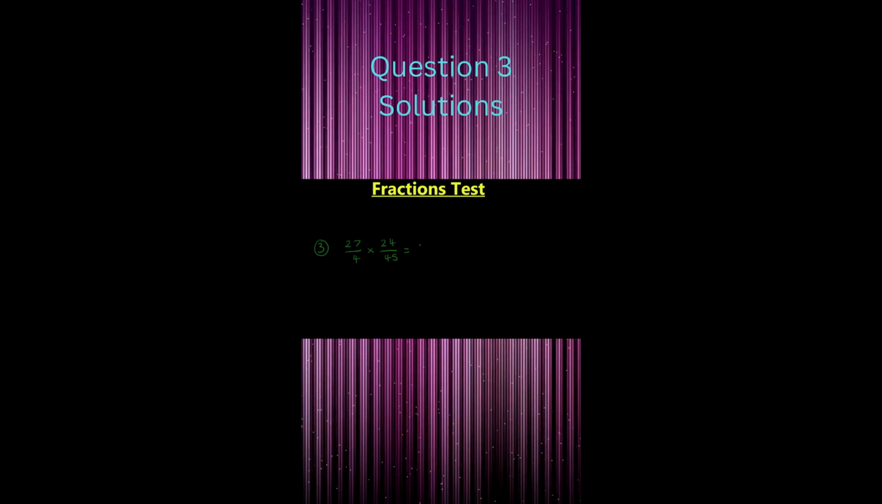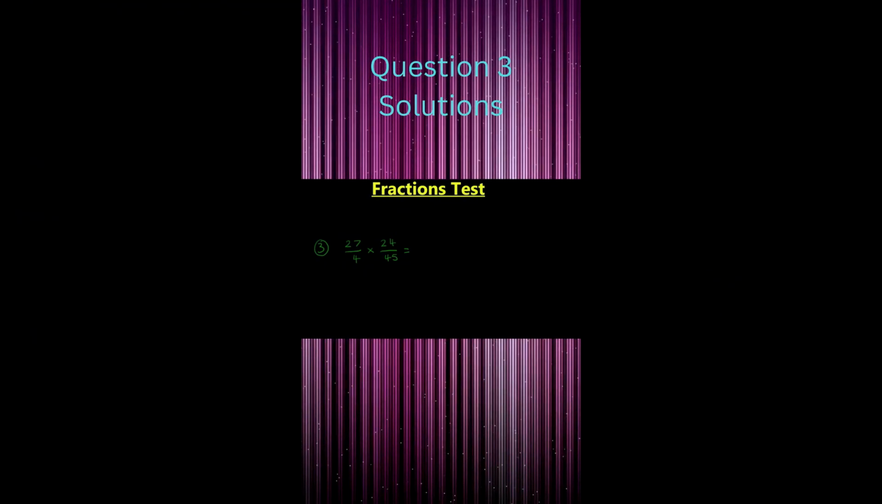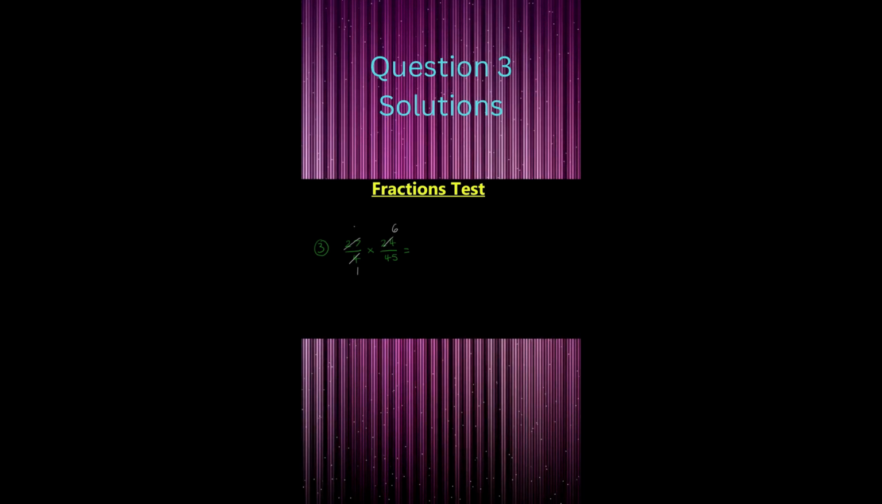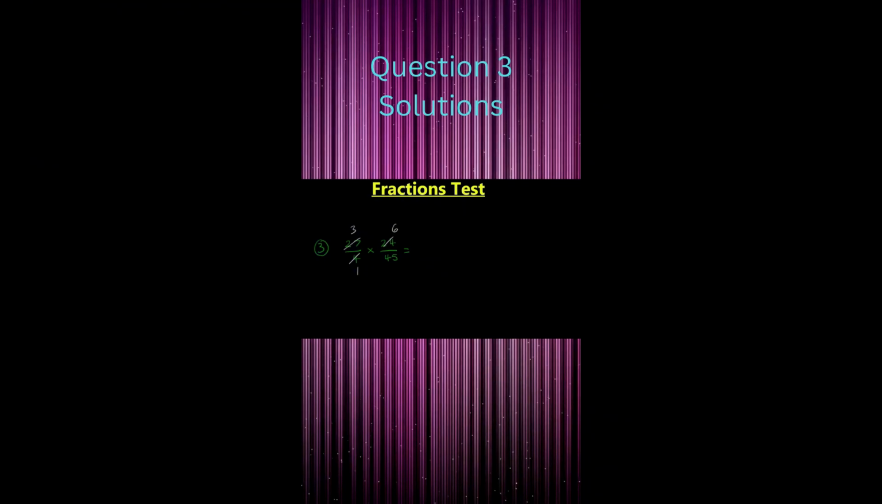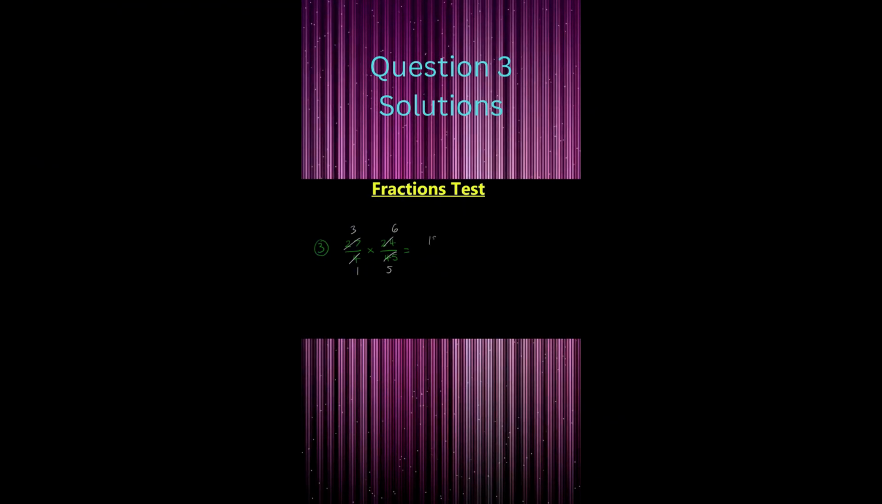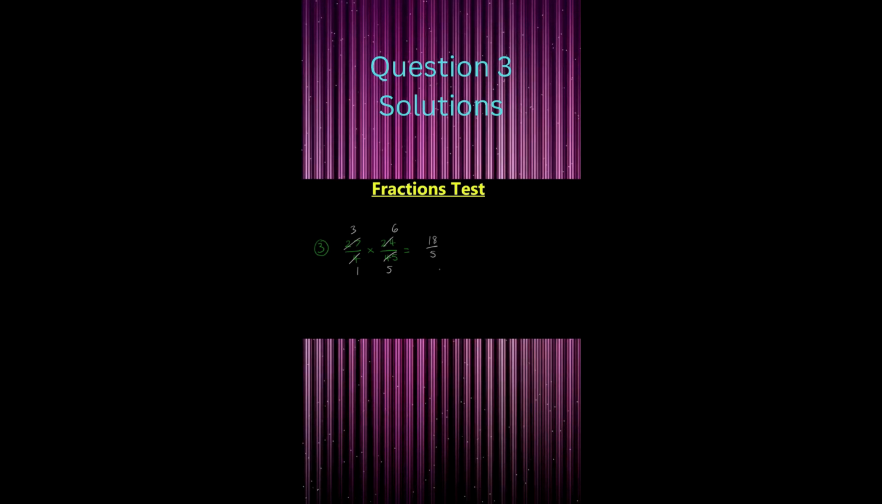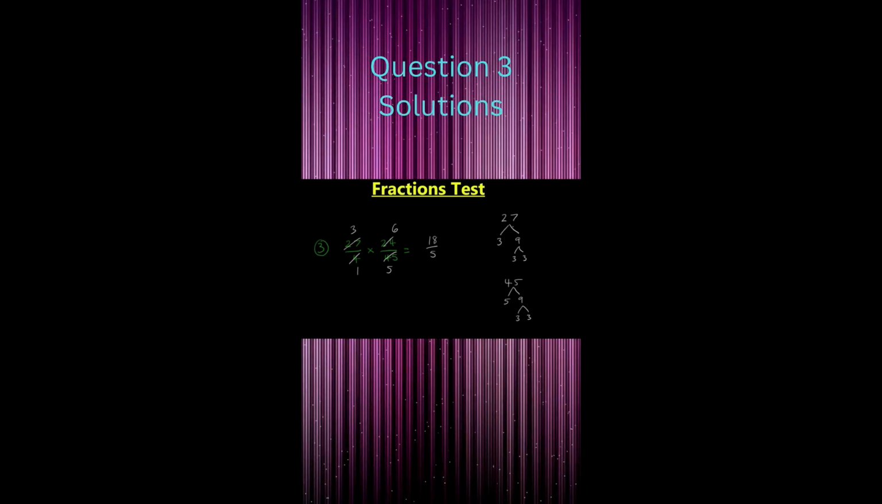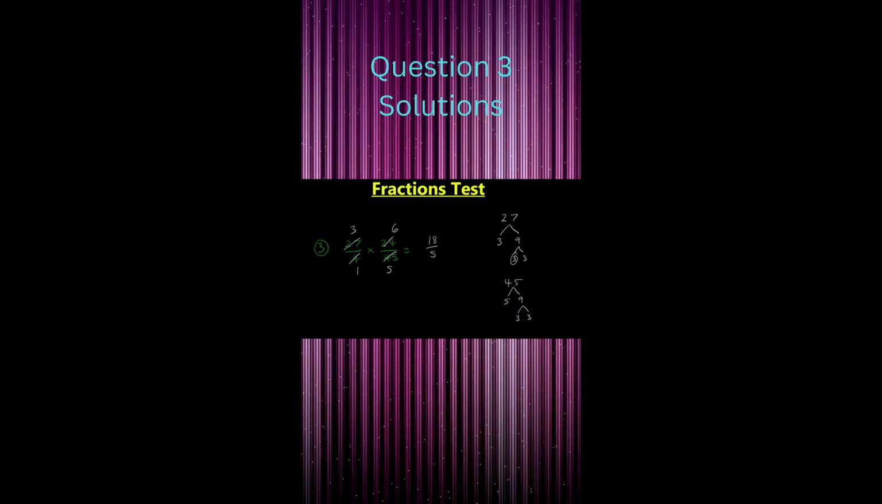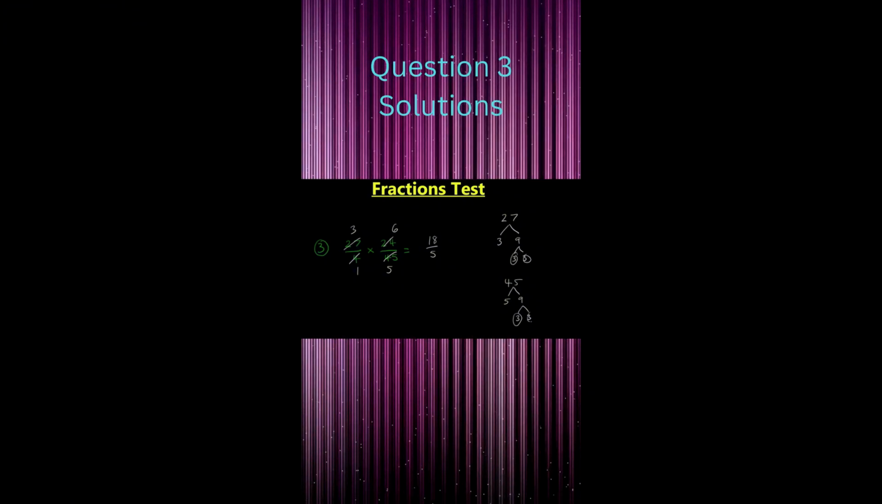Welcome to Fractions Test Question 3. For this question, we're going to start off by doing some cross reducing. 4 goes into 24 6 times, 9 goes into 27 3 times, 9 goes into 45 5 times, so we're left with 18 over 5. If you're not sure how to do that, you could break down the 27 and the 45 into the prime factors, and then you'll see that they both have 9 in common inside them.